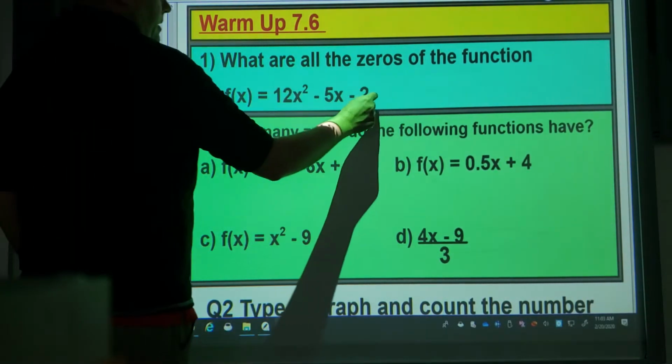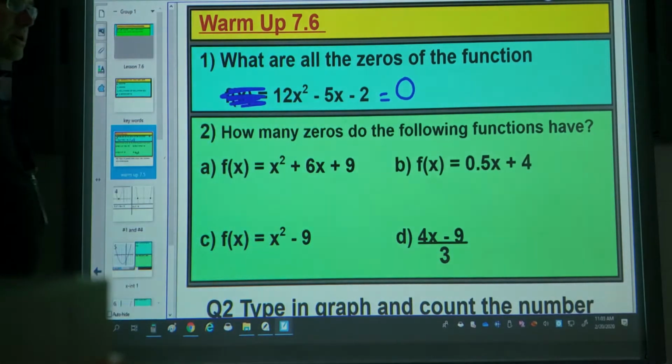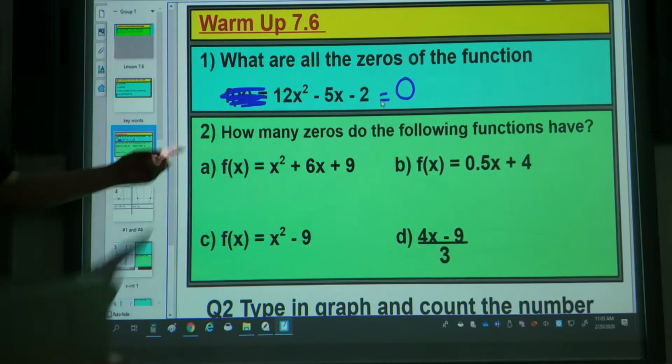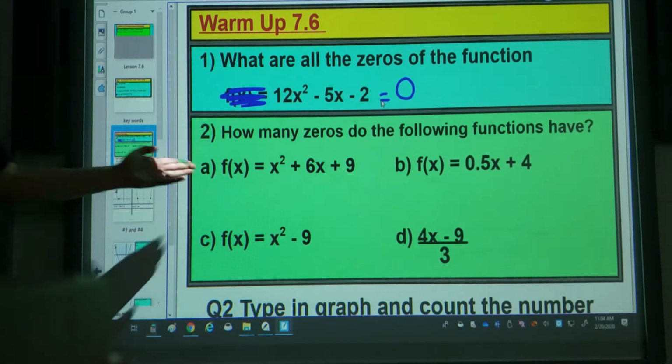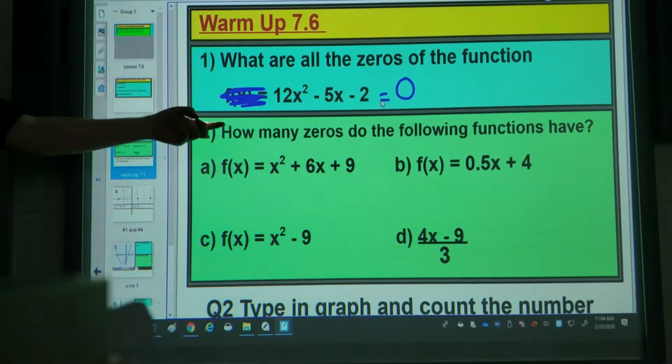I had to explain that if it says 0, if you're doing this alphabetically, it just means that the question equals 0. And you could either solve that by using slide and glide, or you could solve that by using the quadratic formula, whichever you choose to do. I then asked the question about how many zeros do the following functions have, and we literally just type these in. If we want to see a picture, we can type them in and then we can just count them.